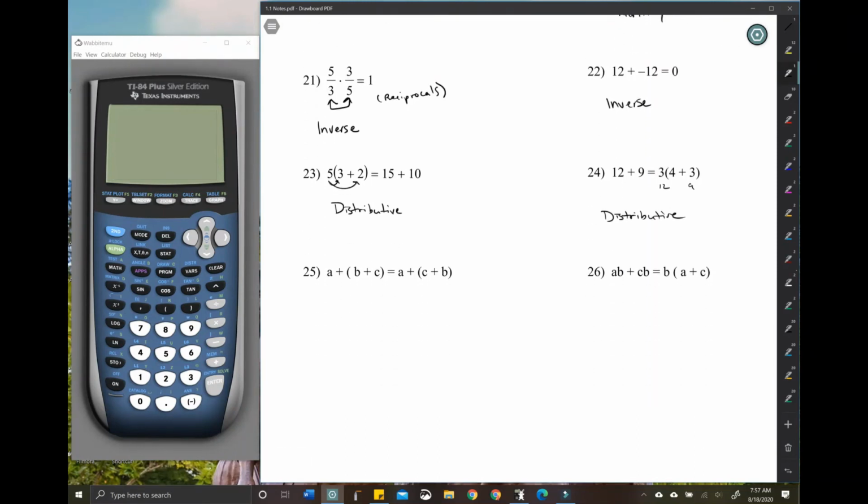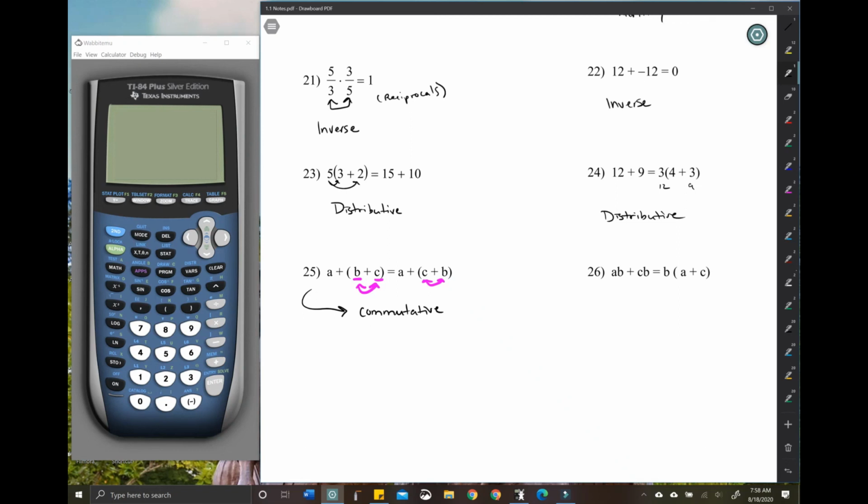And lastly, a plus b plus c. Okay, now here are the little curveballs. Notice the parentheses are around the same bunch of numbers, the b's and the c's. It's the numbers themselves that are switching. Okay, so this is a little curveball thrown at you. This is the commutative property. Just because you see parentheses doesn't mean it's distributive or associative. It's the numbers themselves that are switching. That's a common curveball they throw at you.